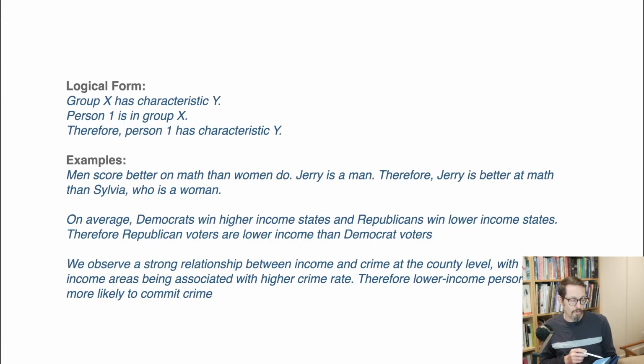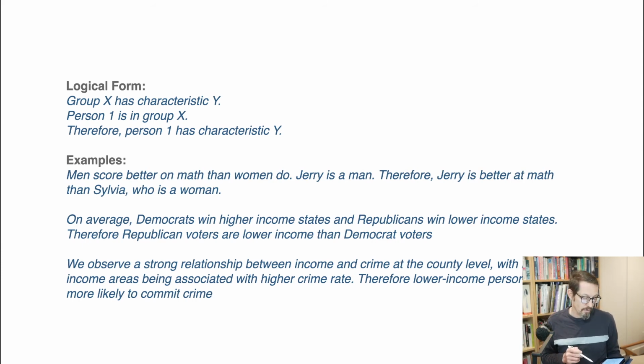So the logical form of this fallacy is that group X has a characteristic Y. Person 1 is in group X, and therefore person 1 has the characteristic. Okay, so the examples like men score better on math than women do. Jerry is a man, therefore Jerry is better at math than Sylvia. Okay, clearly a fallacy. Also, see height, right? The classic, like, one of the strong things is that men are on average taller than women, but that does not mean at all that any given man is taller than any given woman.